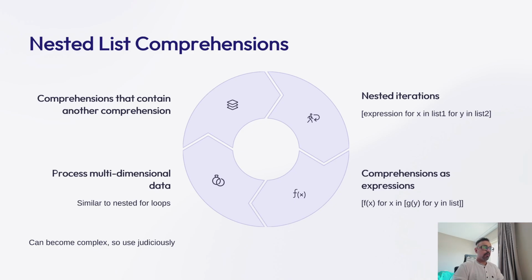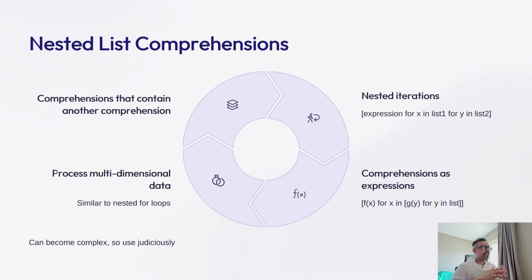So nested iteration works similarly: two nested for loops, with each for clause representing a level of nesting. The order matters. The leftmost for clause is the outermost loop. And comprehensions as expressions involve using a list comprehension within the expression part of another comprehension. These are powerful for tasks like flattening a nested list or transforming multidimensional data.